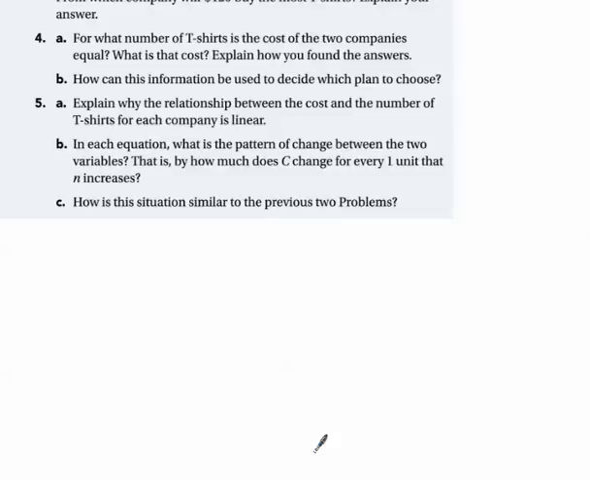This is Moving Straight Ahead, Investigation 2.3, 4A and B. So it asks, for what number of t-shirts is the cost of the companies equal? What is that cost? So what I'm going to do is figure out how many t-shirts I need, and then I'm going to figure out the cost.